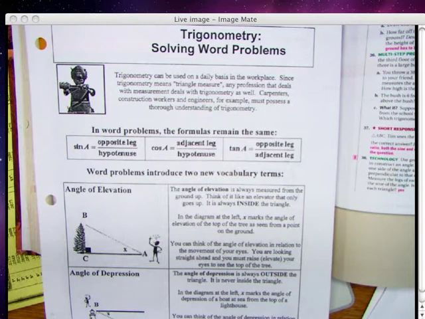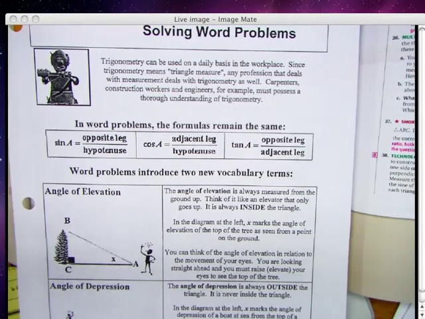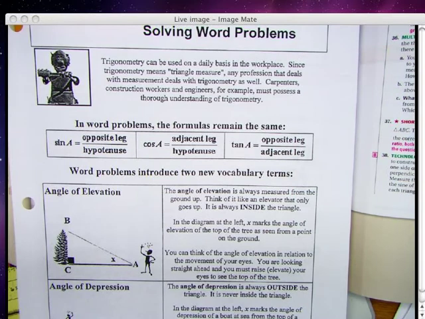In word problems, the formulas remain the same. Sine is opposite over hypotenuse. Cosine is adjacent over hypotenuse. And tangent is opposite over adjacent. So first we're going to talk about angles of elevation.